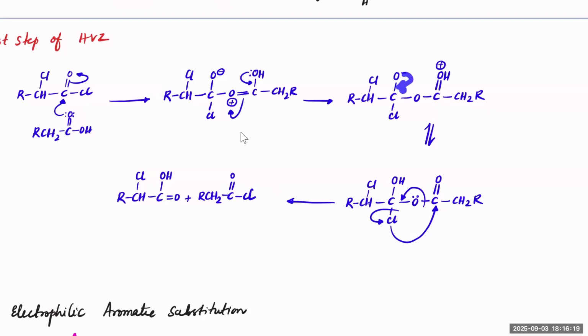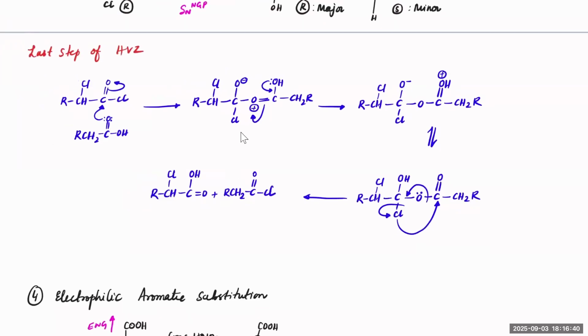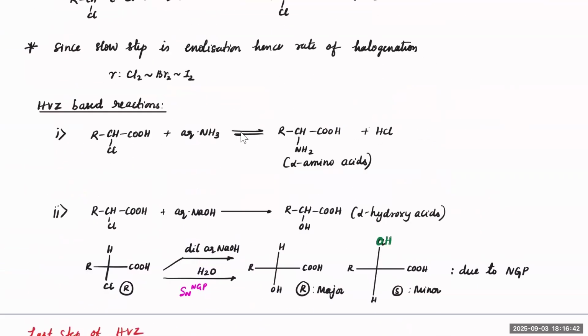As this double bond, oxygen will close it as a double bond, Cl minus will come, and that Cl minus will attack here, and the bond will break from this end. So that's what I have shown here, thus giving us acid chloride separately and alpha halo acids separately. Clear, beta? This is the last step of the HVZ reaction.